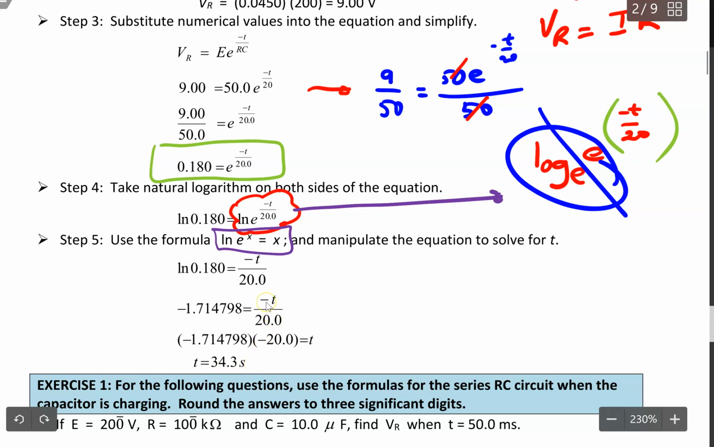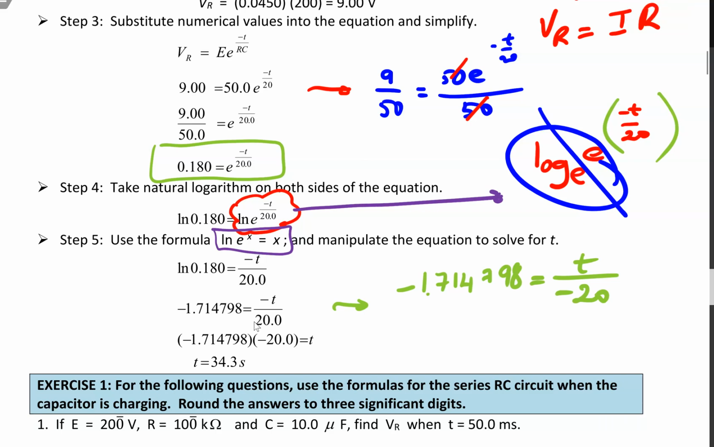Okay, you see the negative in front of the t can also apply to the 20. So this, mathematically, is negative 0.714798 will be equal to t divided by negative 20. So that's what I mean, okay? Mathematically, this negative can apply to this negative 20 as well. And you multiply both sides by negative 20 to get rid of this. So therefore, I have multiplication of negative 20. And in the end, my answer for time is a positive value, 34.3 seconds.